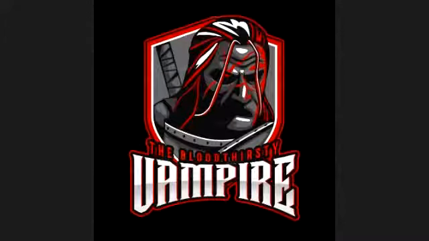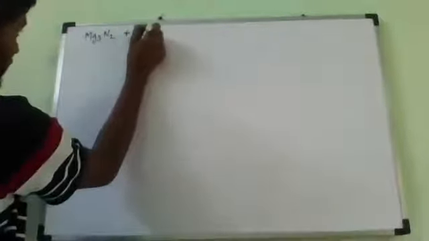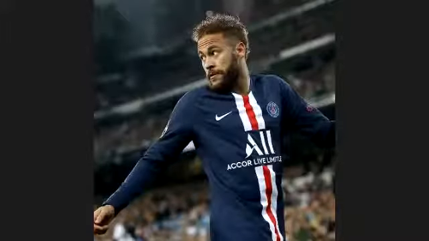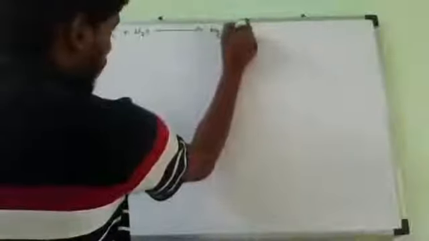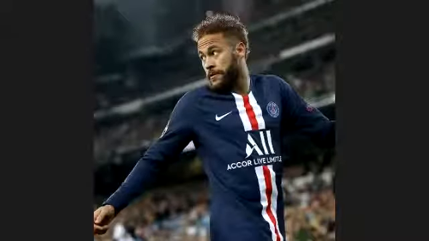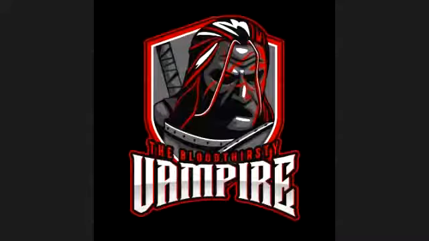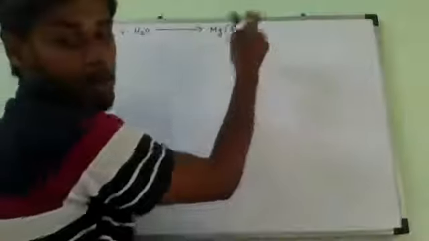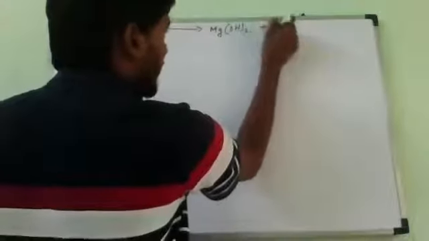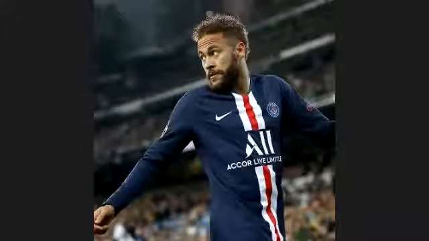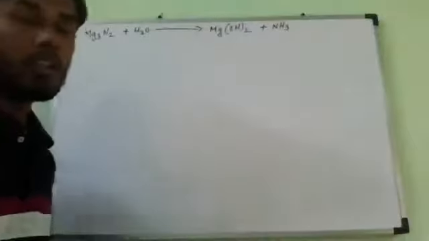Now write the chemical equation. Magnesium nitride, Mg3N2, plus water. What is the formula of water? H2O. Magnesium hydroxide, Mg(OH)2. How should we read this? Mg(OH) twice. Understanding? Plus ammonia, NH3.